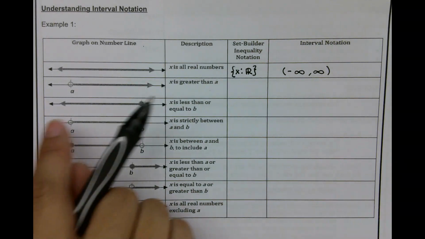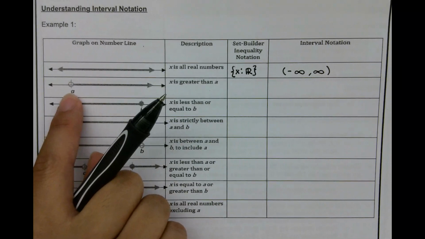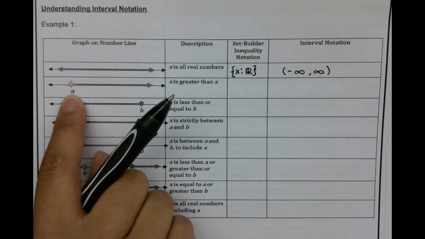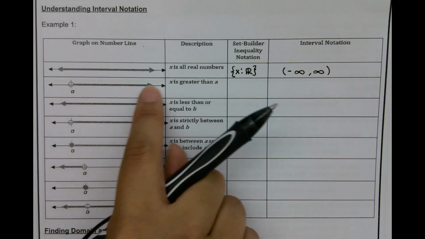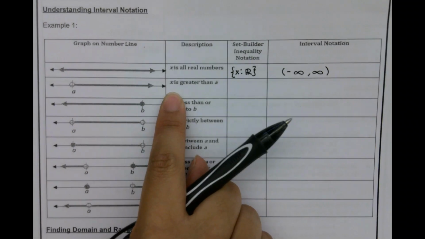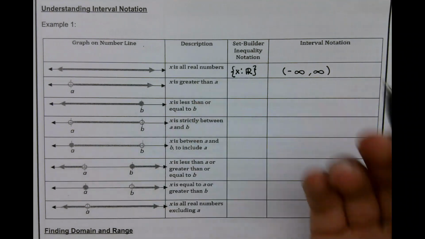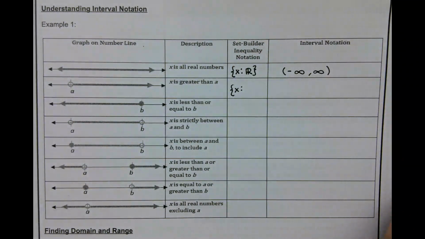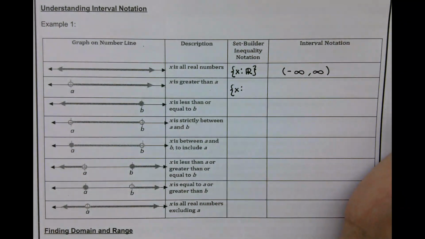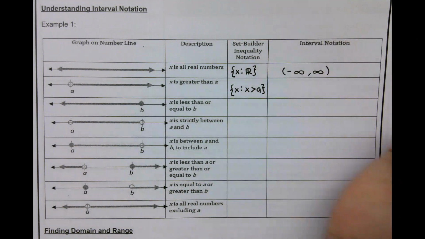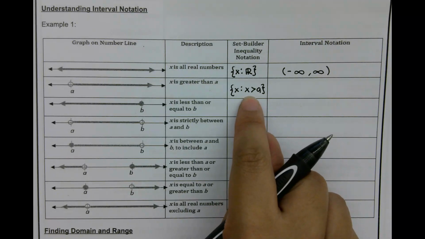The next one here, we have an open circle on A, which means A is not included as part of the set, going to the right forever, indicated by the arrow. The description is x greater than A. If we were to write this in set builder notation, I always start with my brace with the x and the colon, or some people put that straight line, and then I just write x greater than A as the inequality. You guys have seen stuff like this before.